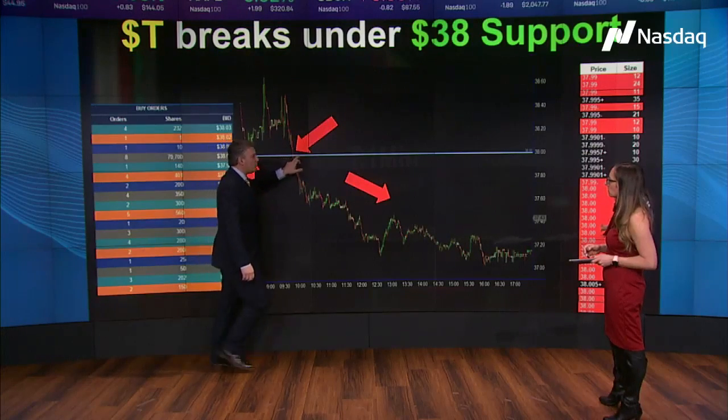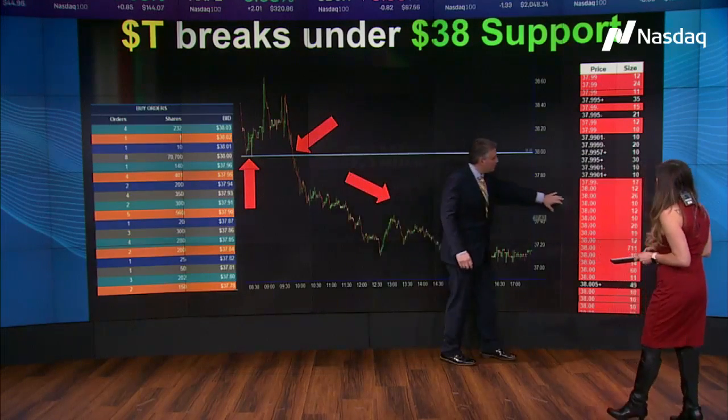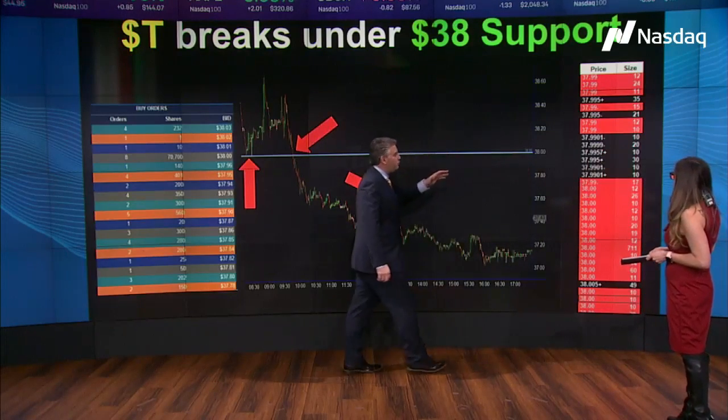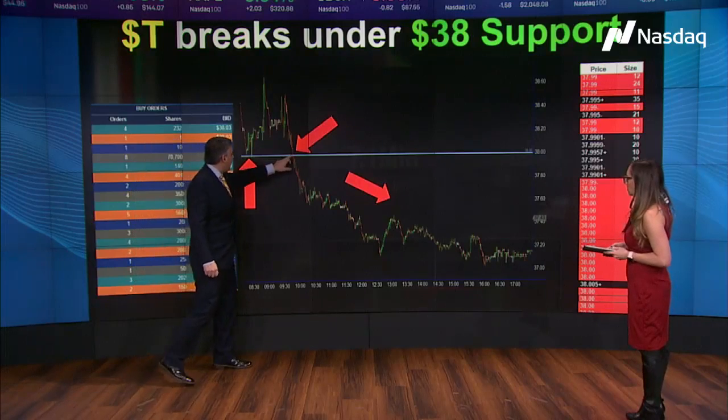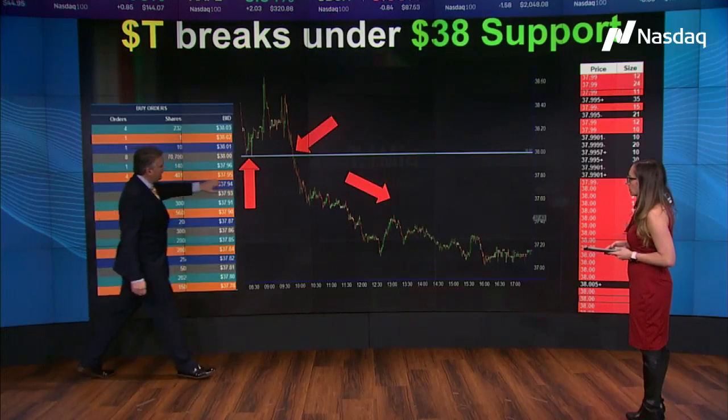Now, how do we know that got executed? There's this little window right here. It's called time and sales, which so many people neglect using. Right. And if you notice all the reds, red, red, red, red. So that order got executed. This big guy got done, and sure enough, look what happened.